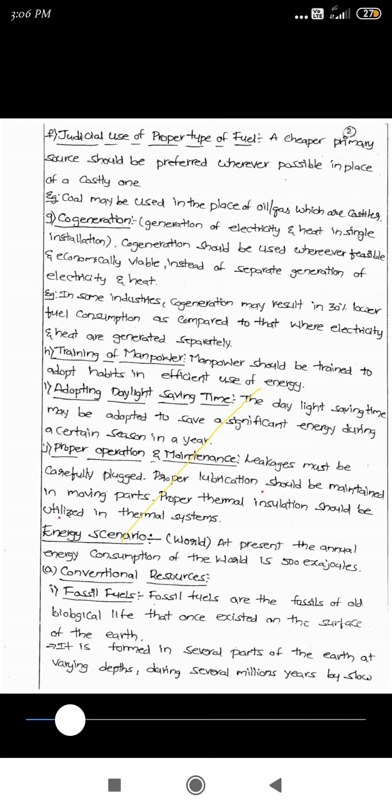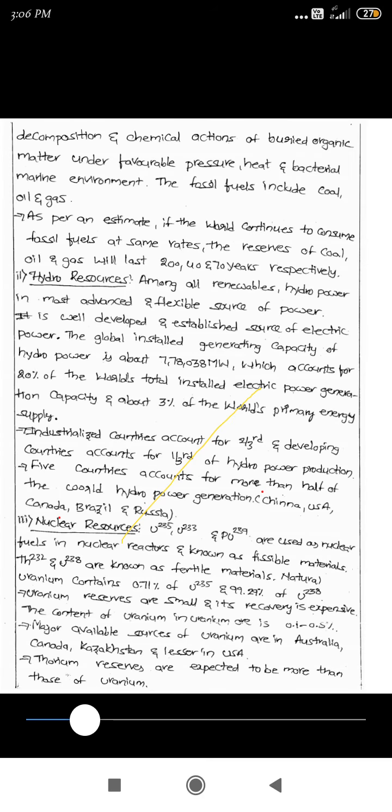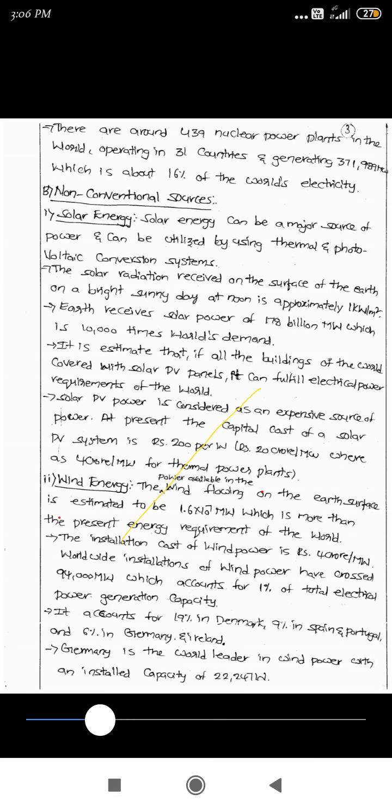Conventional sources are non-renewable energy sources. And the next one is non-conventional sources, which in the sense are renewable energy sources.